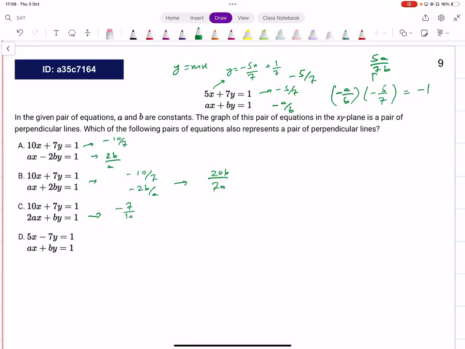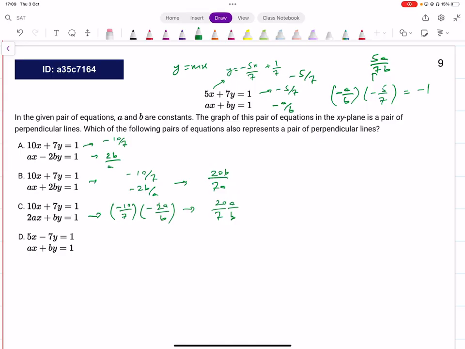Minus 10 over 7, multiplied by minus 2a over b. What does that give us? 20 over 7 times a over b. This is also not coming to what we want. Last one. Last one cannot be correct. Okay, so we have done something wrong.